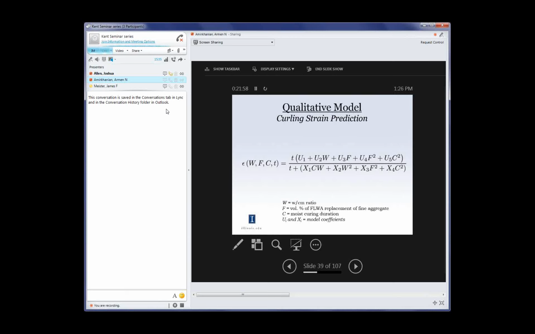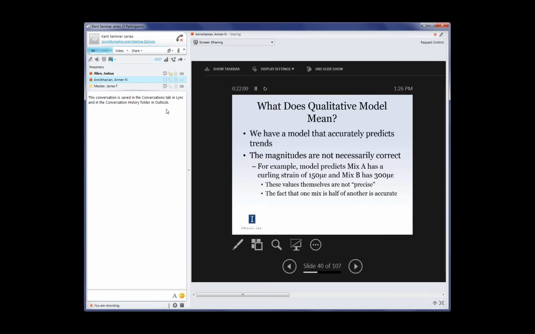Using this model, we can predict trends, any kind of trend we want to look at. Again, the magnitudes are not necessarily correct. So if the model predicts mix A has 150 microstrain and mix B has 300, that's not entirely accurate. But the fact that one is half the value of the other is accurate.